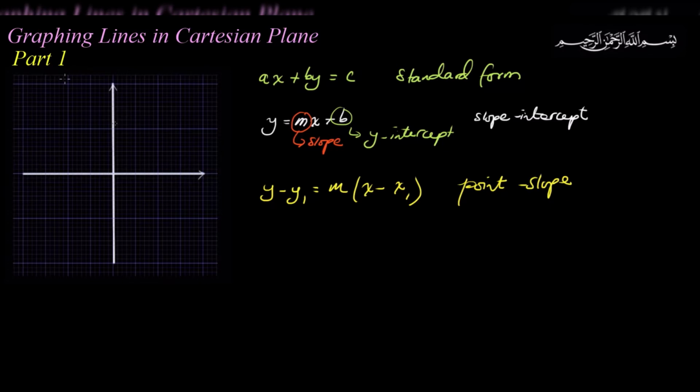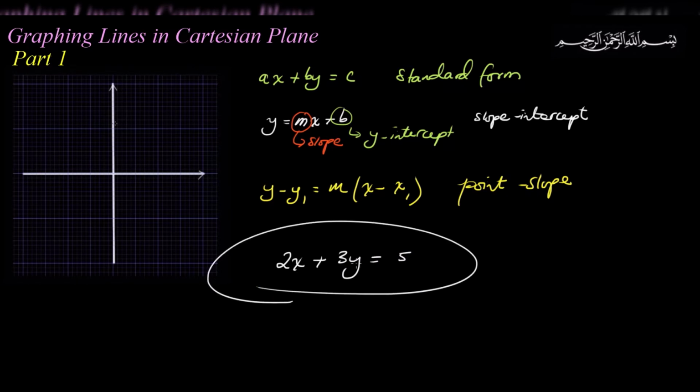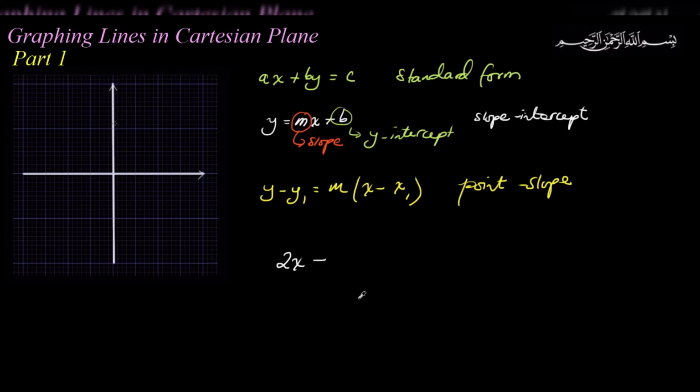But you have to know these three forms, and you have to be able to recognize that when you see something like 2x plus 3y equals 5, this is an equation of a line written in the standard form, with a is 2, b is 3, and c is 5. So that's ax plus by is equal to c. You have to recognize that.